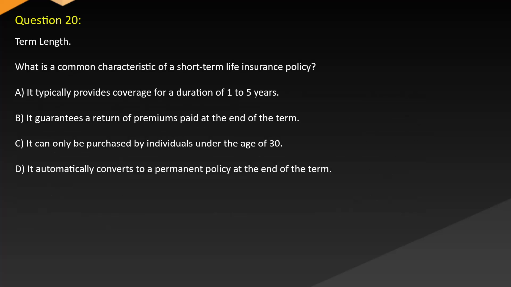Question 20. Term length. What is a common characteristic of a short-term life insurance policy? A. It typically provides coverage for a duration of 1 to 5 years. B. It guarantees a return of premiums paid at the end of the term. C. It can only be purchased by individuals under the age of 30. D. It automatically converts to a permanent policy at the end of the term.